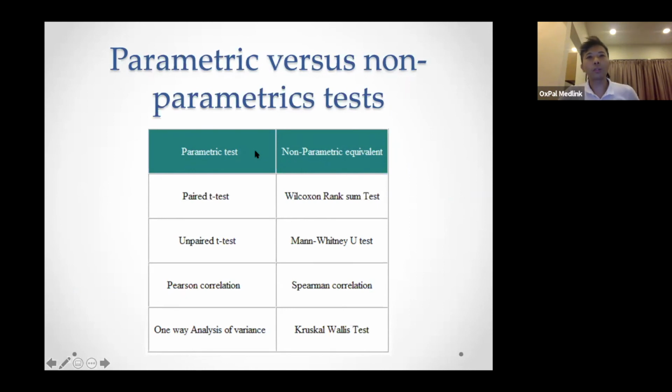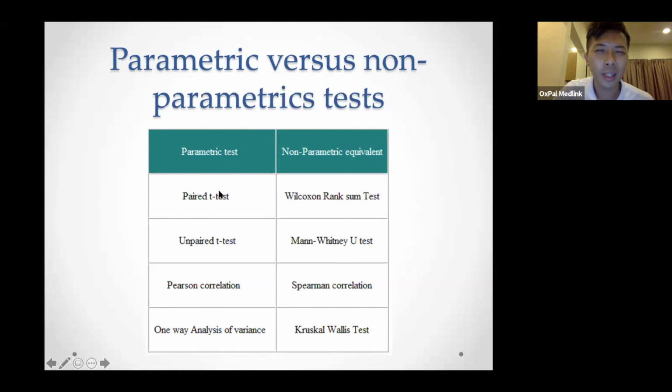So these are two different types of tests, parametric versus non-parametric. They serve the same role, to try to explain the response variable, okay? Either with a categorical explanatory variable or a continuous explanatory variable. But for parametric versus non-parametric, we often have an equivalent.